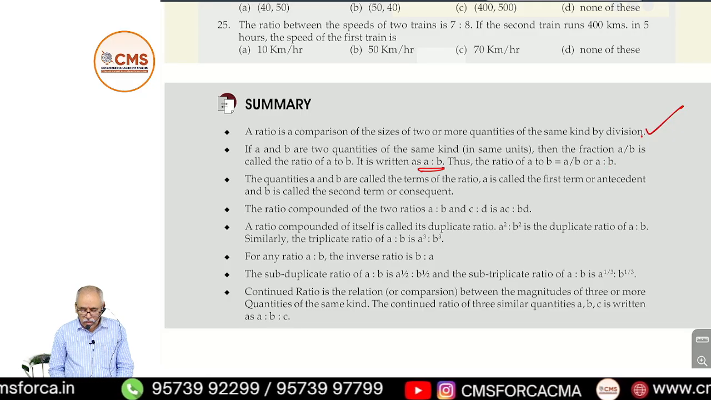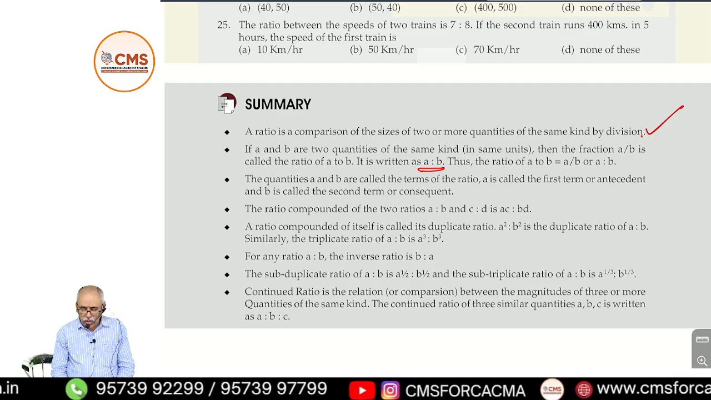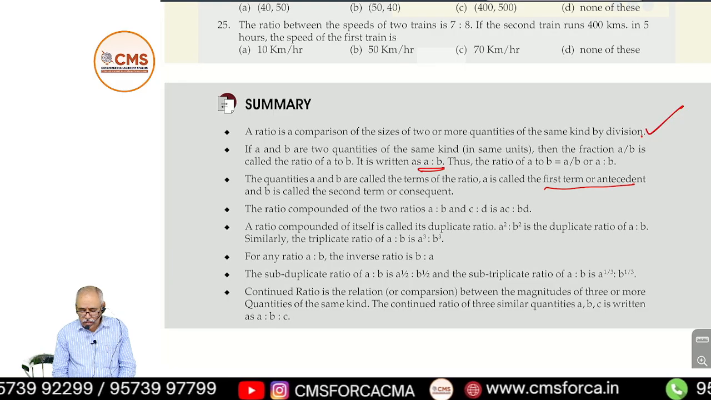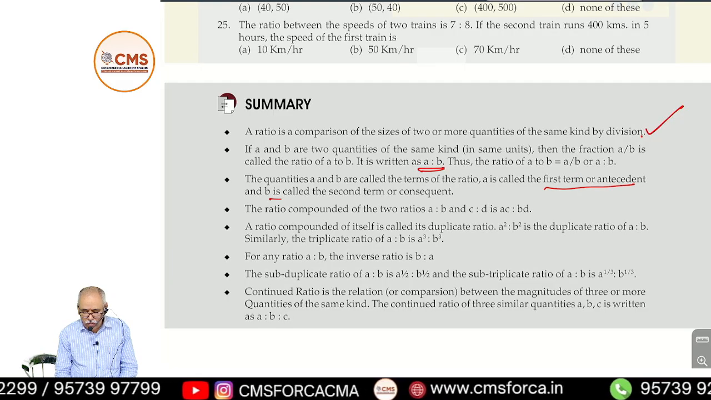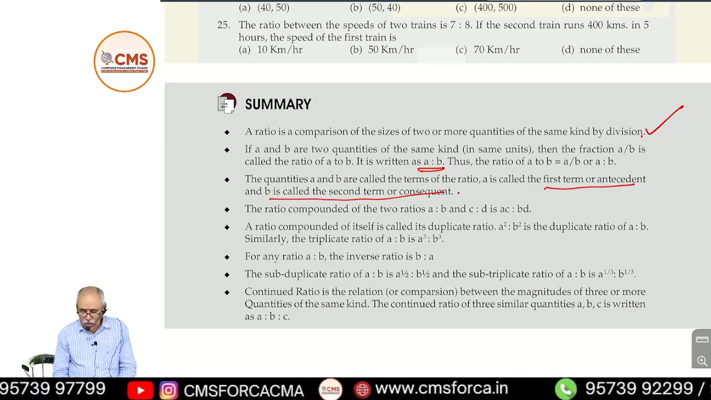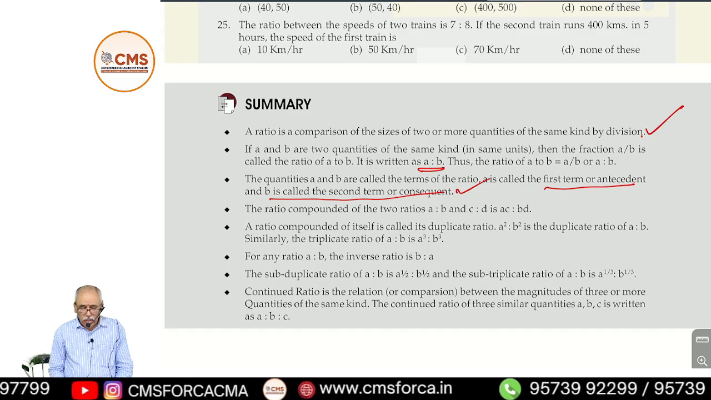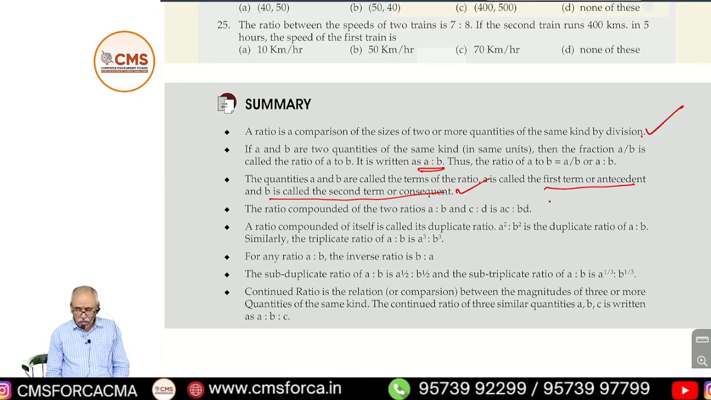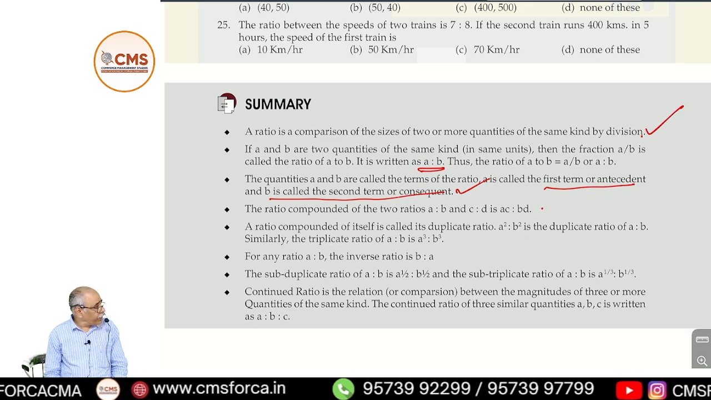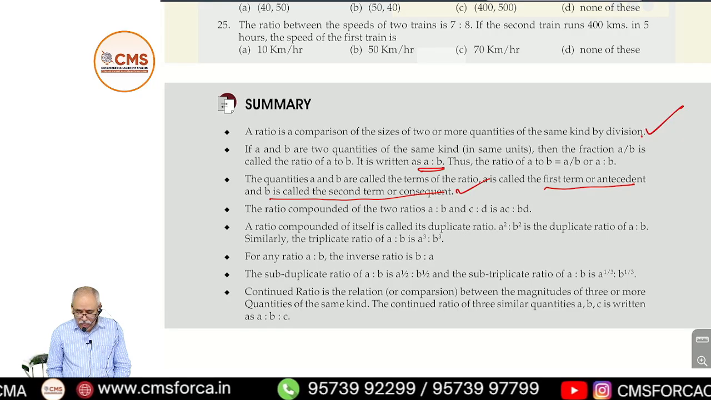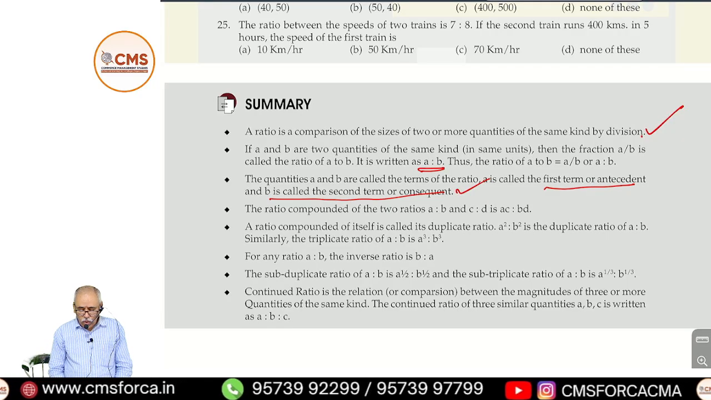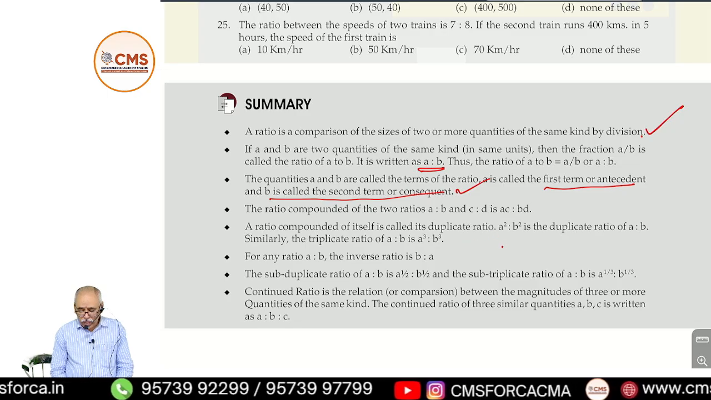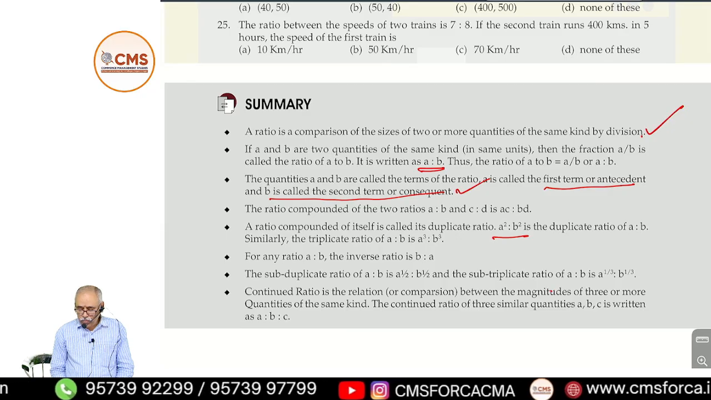Next one, in the ratio A is to B, A is called the first term or antecedent, B is called the second term or consequent. Next one, the compounded ratio of A is to B and C is to D is AC is to BD. Next one, the ratio compounded of itself is called duplicate ratio. What is that? A square is to B square.